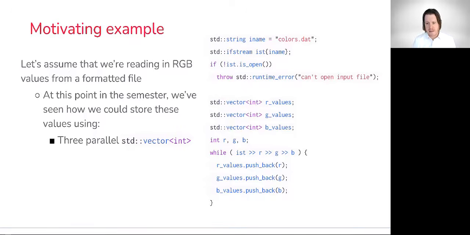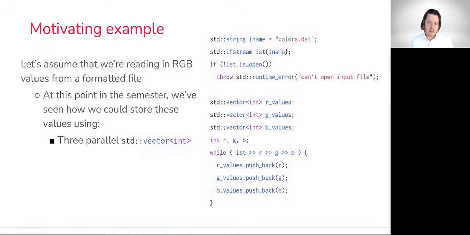The first might be that as we're reading from the files, we're going to have three parallel vectors. One will store all of the red values we observe, one will store all of the green values we observe, and one will store all of the blue values observed. What we mean by parallel vectors is that, say, the first color we read, we would go ahead and assign its R component to R values at 0, its green value to G values at 0, and its blue value to B values at 0.